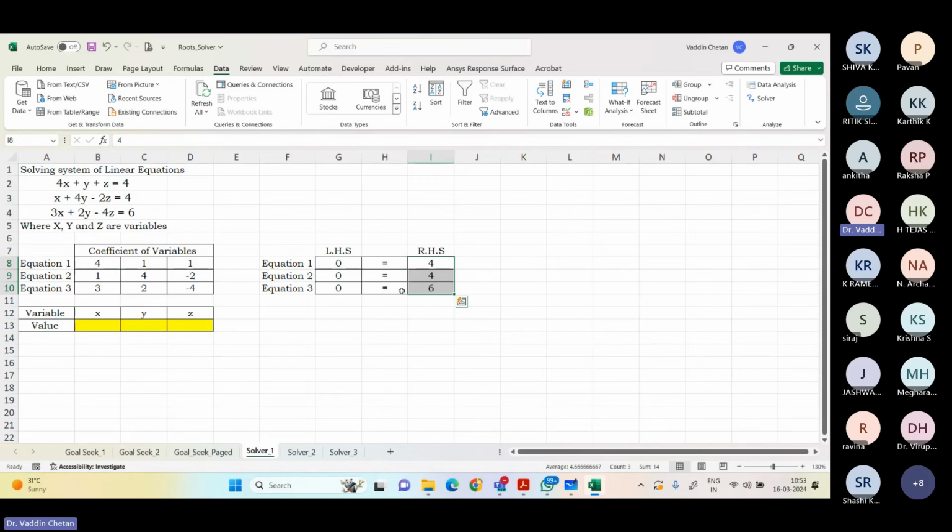Those three values will be equal to these three values. This can be achieved by using one add-on called a solver, which you are going to get under the data tab. Under analyze, you have one solver. Select that.